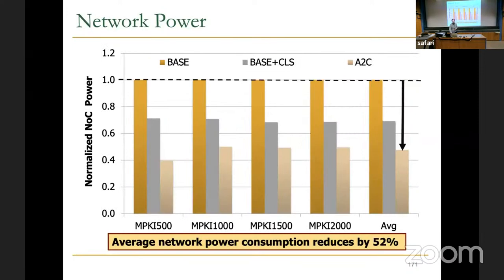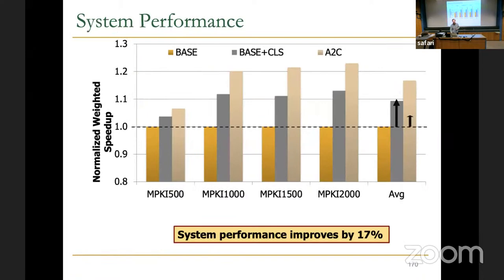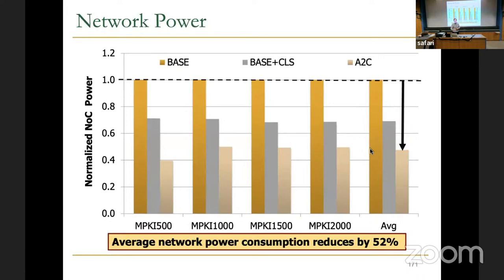Basically, let me finish this and then I'll get to your question. But basically, clustering is good for power also, because it limits the communication distance. Whenever you're communicating long distances, you waste power, plus interference that is caused by communication across long distances also wastes power. So you can see that the network power gets reduced significantly with this sort of application clustering plus other application mapping mechanisms.